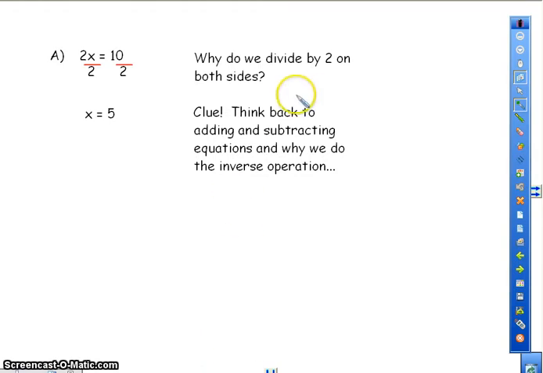So whatever you do to one side, you must do to the other. When we solved our proportions, remember we had this part of the problem at the end, and we divided both sides by 2 so we would get the x by itself. The reason we divide by 2 is to get x by itself. You do it to the other side to keep it equal. So 10 divided by 2 is 5.